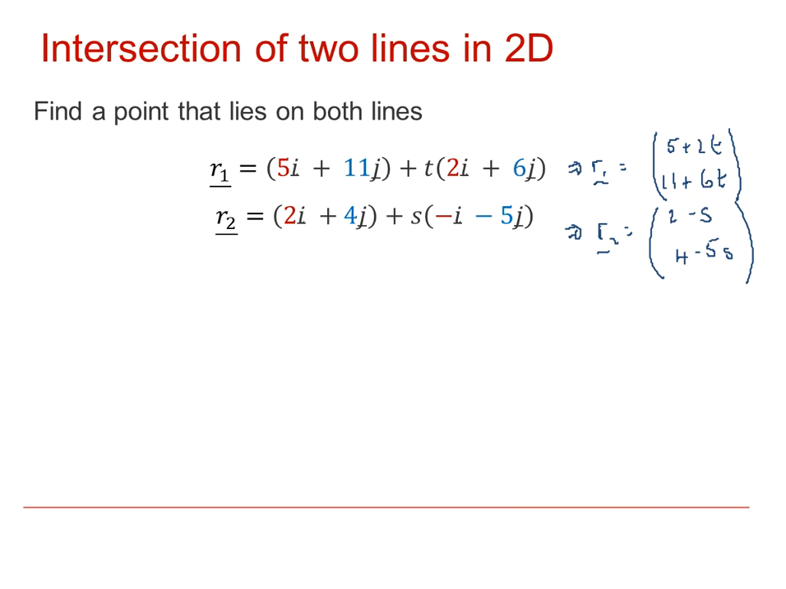Notice that we've got 2 different parameters there, s and t. This means that we're not going to get confused, so you must make sure that when you've got different lines, you use different letters for the parameters.